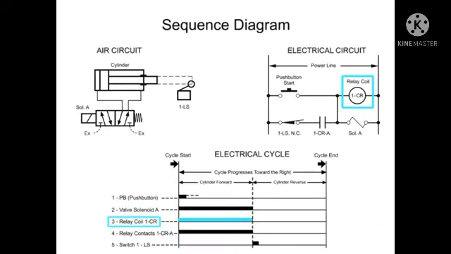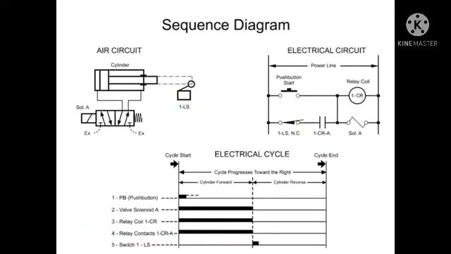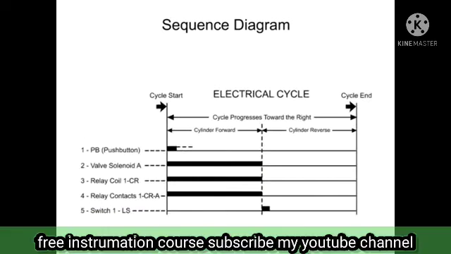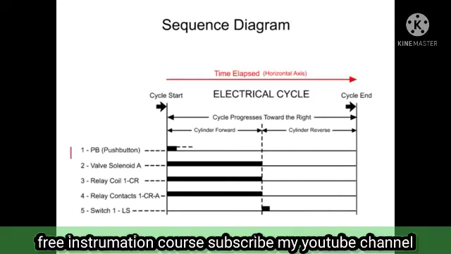Many sequence diagrams are used as auxiliary documentation to assist with illustrating the information conveyed on schematics or circuit diagrams. While there is no official standard for drawing a sequence diagram, most are drawn with the time elapsed on the horizontal axis and the action accomplished on the vertical axis.